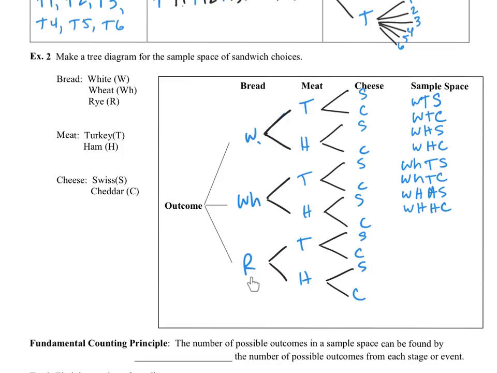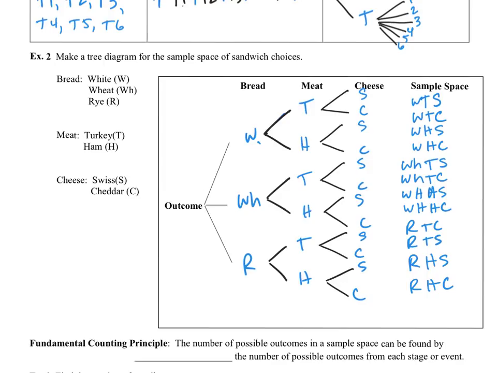Now let's move on to rye bread. So we could start with rye bread. We could choose turkey and then cheddar, so rye, turkey, cheddar, or we could choose rye, turkey, and Swiss. Or rather than turkey, we might choose ham after we make the choice of rye bread. So that would be rye, ham, and Swiss, or rye, ham, and cheddar. So you can see that there are a total of 12 possible outcomes.